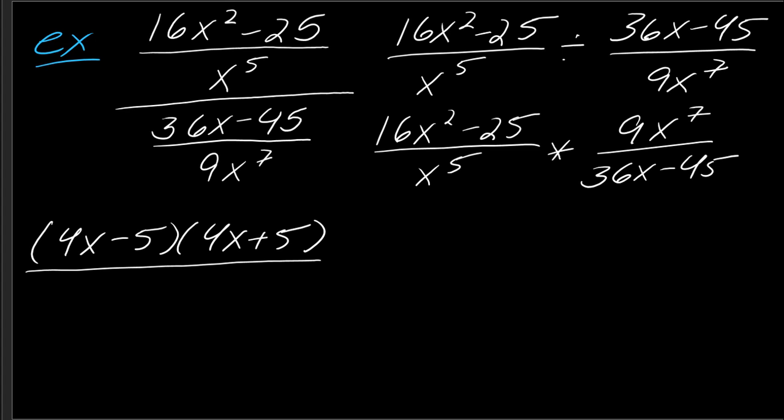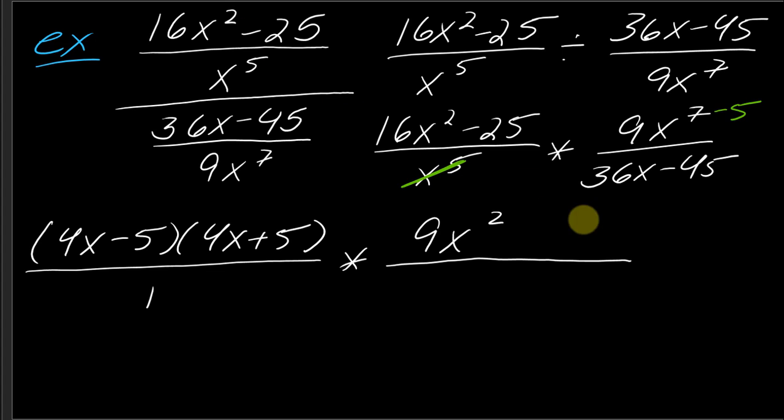And you know what, before I go any farther, I'm going to cancel out this x to the 5th. So I'll go ahead and just subtract 5 from here. Okay, so this x to the 5th now will go away and just be a 1. We'll just leave a 1 as a placeholder for right now. And now this will be 9x squared. And then here I can factor out a 9. So this will become 4x minus 5.